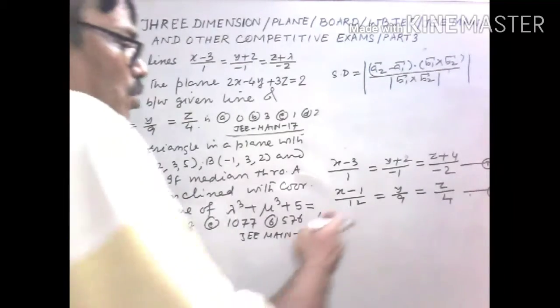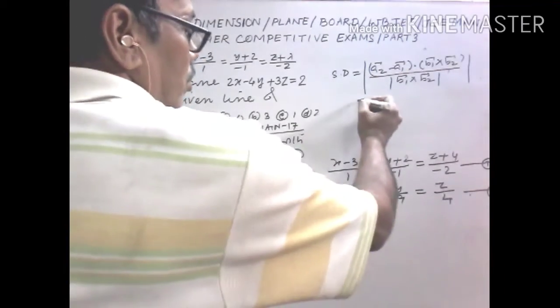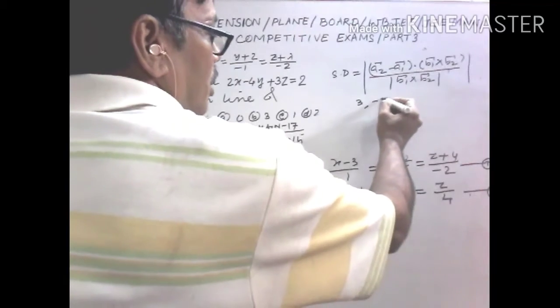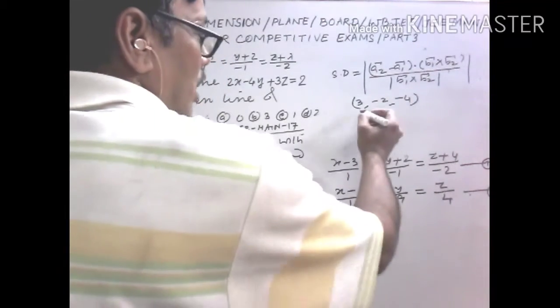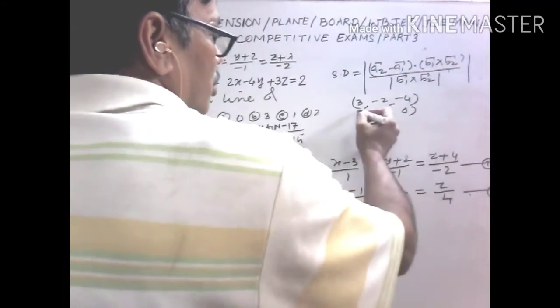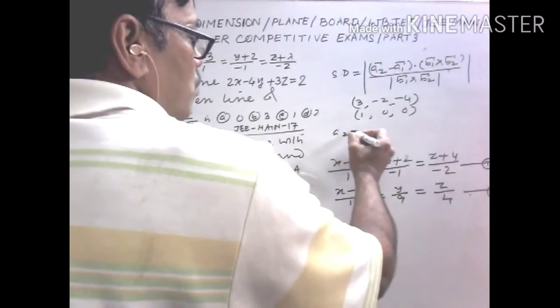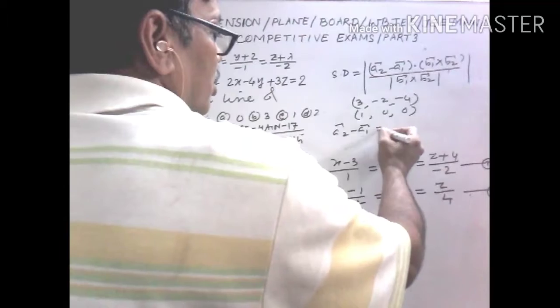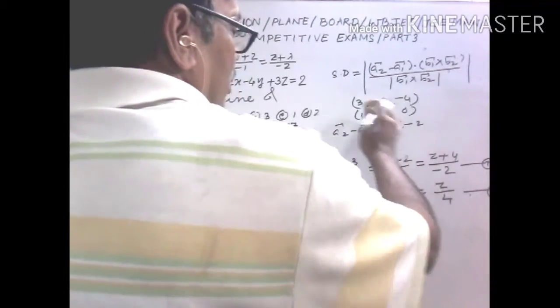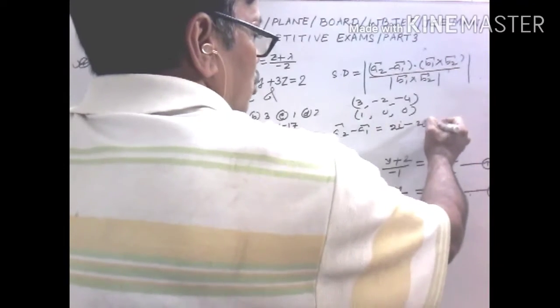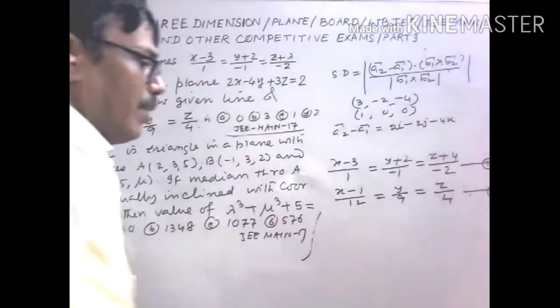3 minus 2 minus 4, and this is 1 0 0. So this is A2 minus A1 vector, which is 2i minus 2j minus 4k.